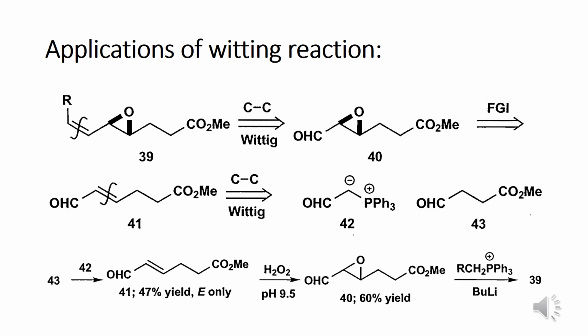Now this ylide is so stable that it is commercially available and reacts cleanly with structure 43 to give only the E isomer, that is structure 41. Epoxidation under alkaline conditions gives the trans epoxide, that is structure 40, and a normal Wittig on an unstabilized ylide gives 39. The yield depends on the substituent group R.